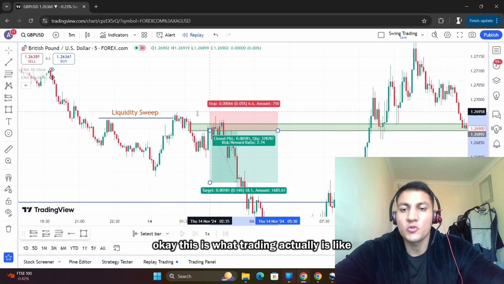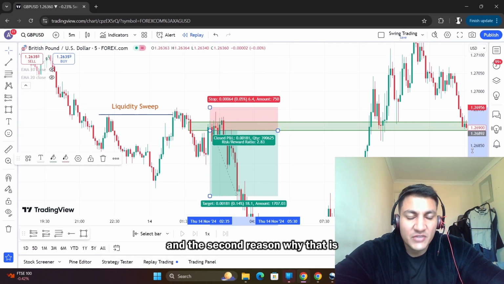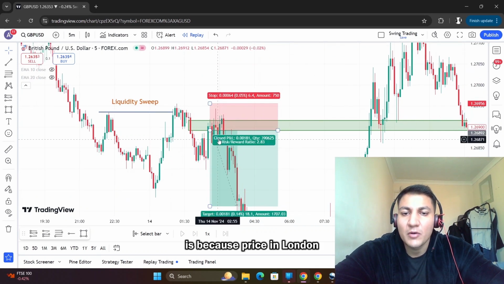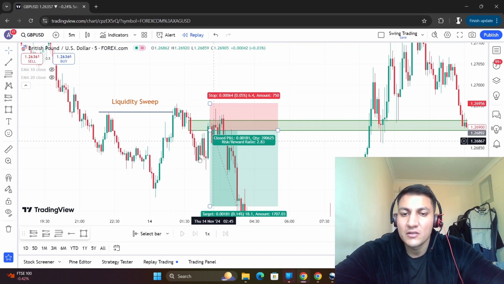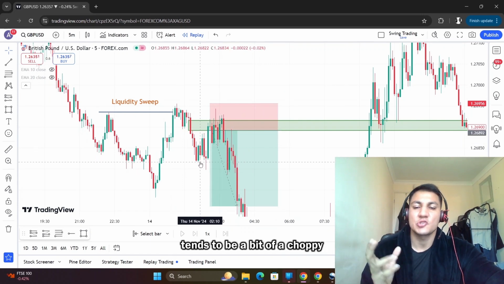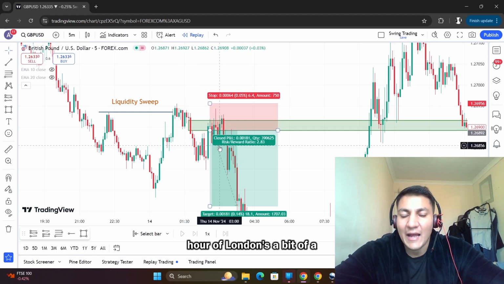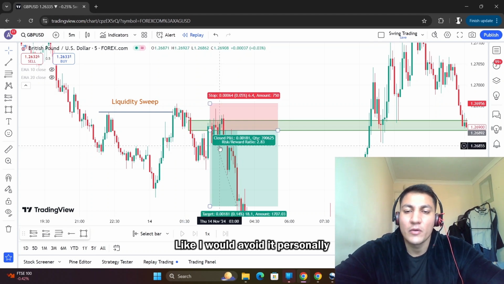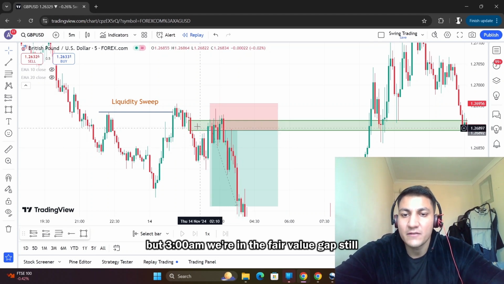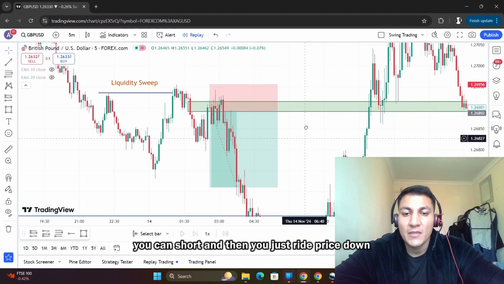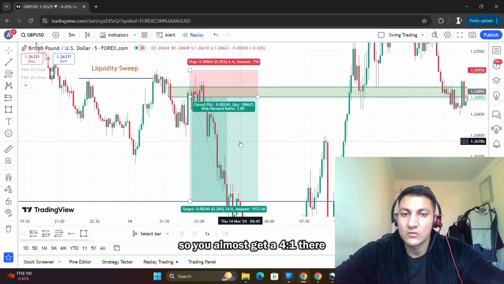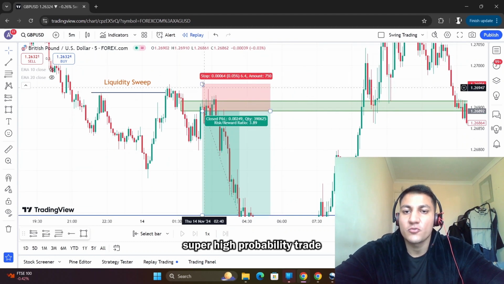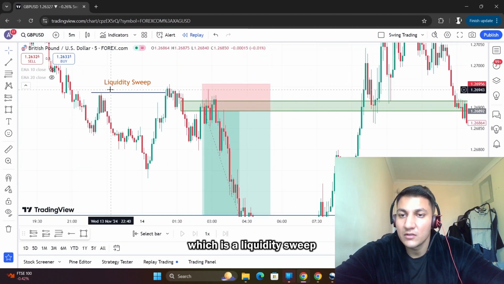Okay. This is what trading actually is like. And the second reason why that is because price in London, and this is so important, it doesn't really move until about 3 a.m. Eastern, because the first hour of London tends to be a bit of a choppy, fake move. So the first hour of London, I would avoid it personally. But at 3 a.m., we're in the fair value gap still. You can short, and then you just ride price down all the way to the low. So you almost get a 4-to-1 there. Super high probability trade. Your stop loss is at the high, which is a liquidity sweep.